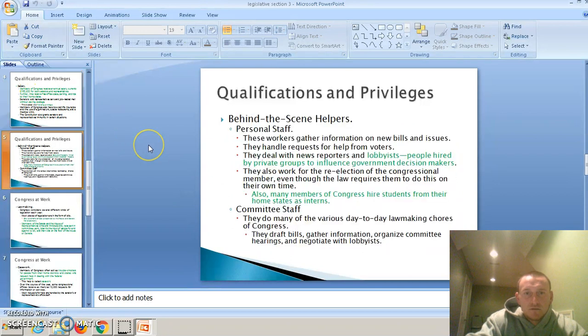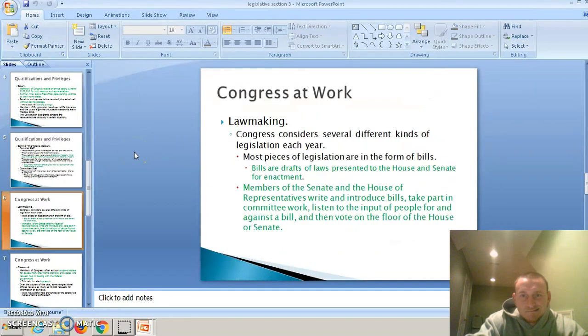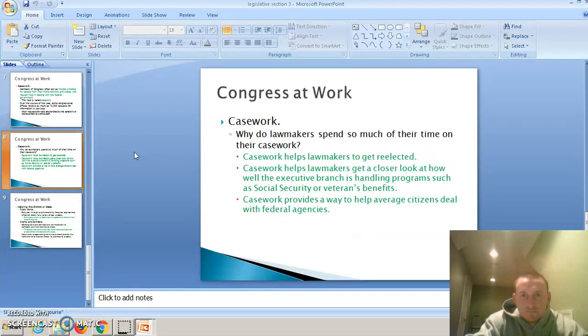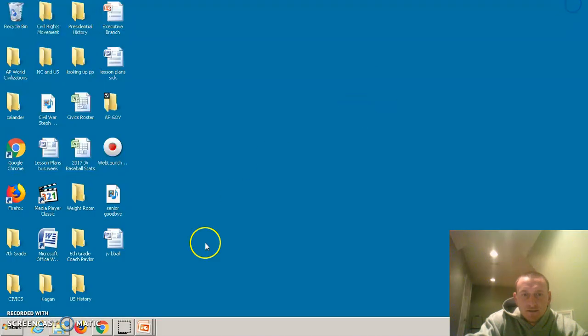Okay? Just know what a franking privilege is. Okay? Look through your notes. Know what a lobbyist is. Know what an intern is. The intern's big. Alright. Section 4.